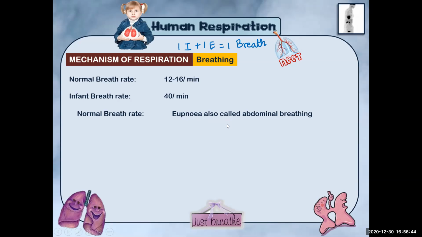Normal breath rate is also called eupnea. Eupnea. U means true, pnea means breathing. That's called normal breathing. Matlab 12 to 16. Then if there is low breath rate, less than 12 per minute, then it is called bradypnea. Bradypnea.